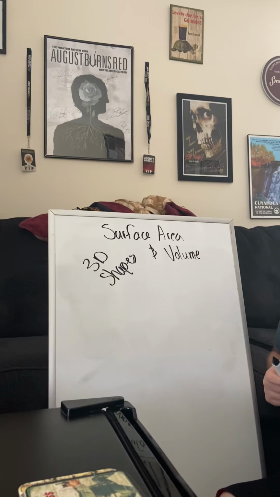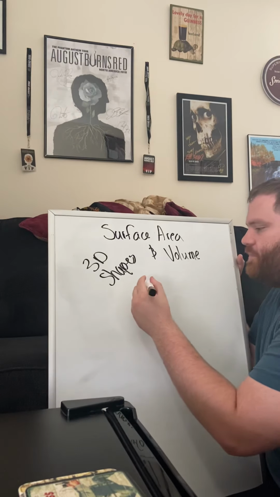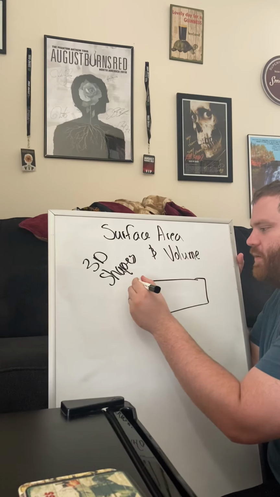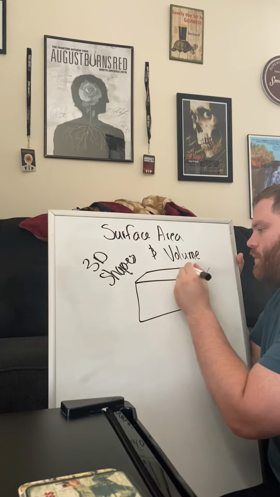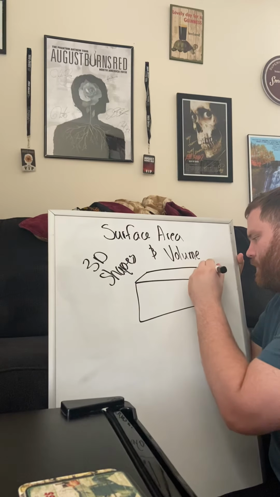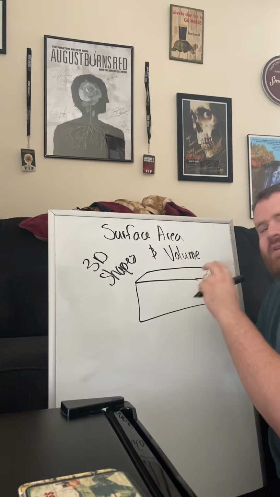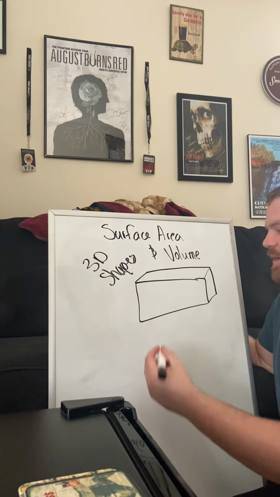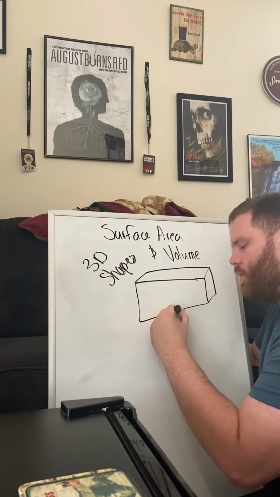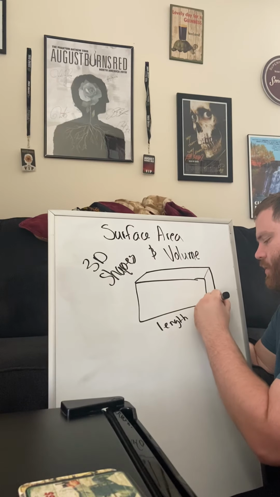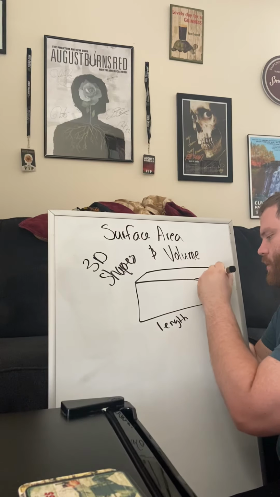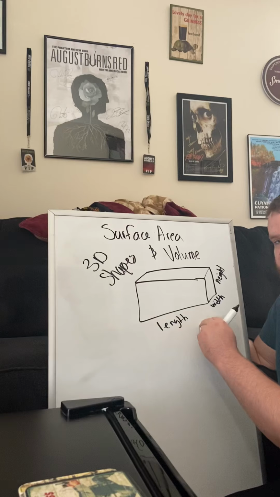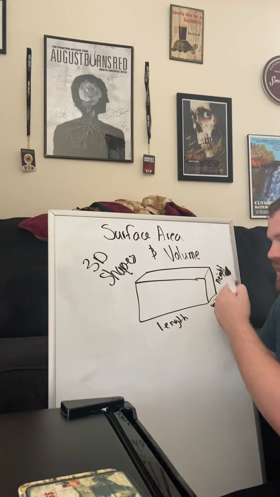So we have a rectangular prism. I'm not a good artist, but I'll try my best. You see, I drew a rectangular prism here. It's three-dimensional. It's something I can hold. With shapes like this, they have a length, a width, and a height. Those are very important things to know. Length, width, how wide something is, and how tall something is.